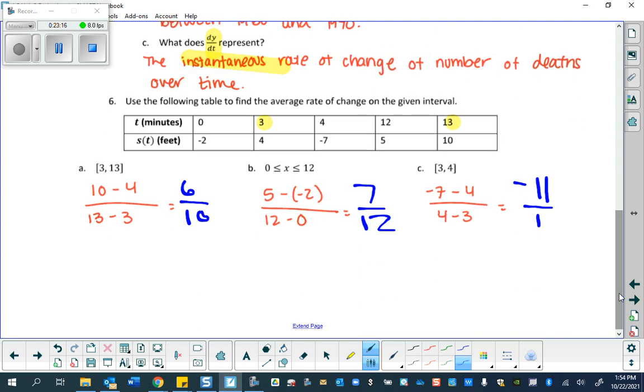Everybody good? Yeah, Catherine. For number 6, letter B, why couldn't you do negative 7 minus 4 over 4 minus 3? I don't know. Let's go back and look at it. So the average rate of change on the interval. So I did 12 minus 0, and then 5 minus negative 2. What was your question? Why didn't I pick? Why couldn't you do like for T, the 3 and the 4, and I did negative 7 minus 4 over 4 minus 3.